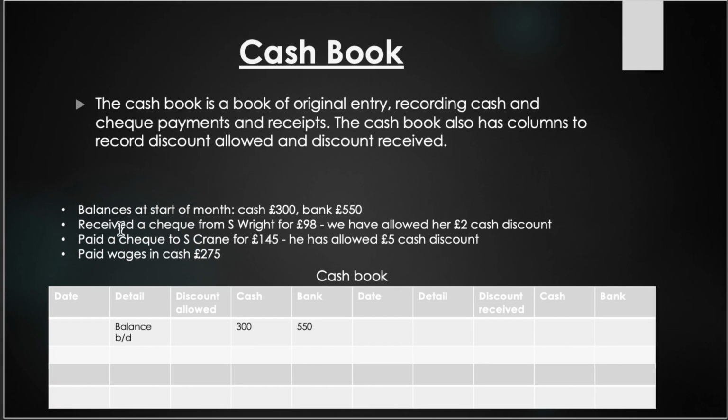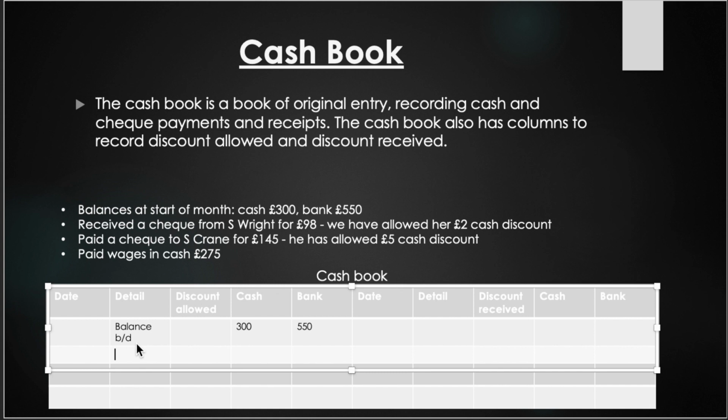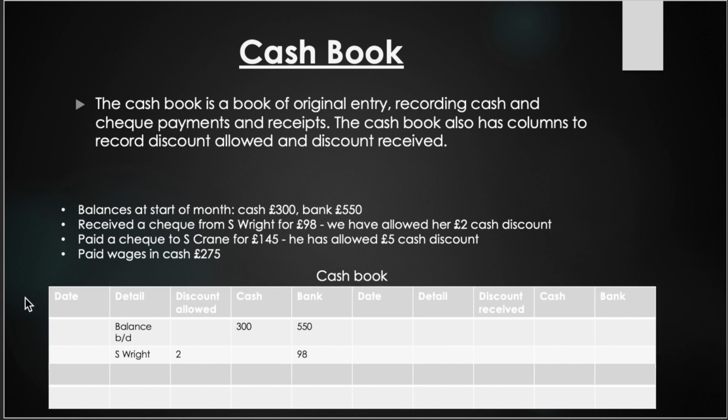Let's go on to the second adjustment. Received a check from S. White for £98. We have allowed her a £2 cash discount. So now we're going to the cash book. We ignore the date because we haven't been given the date. For detail, we write S. White. We have also been told that we have given them a £2 cash discount. So we put £2 in the discount allowed. And the full amount that we've received is £98 by check. So you put £98 into the bank section.